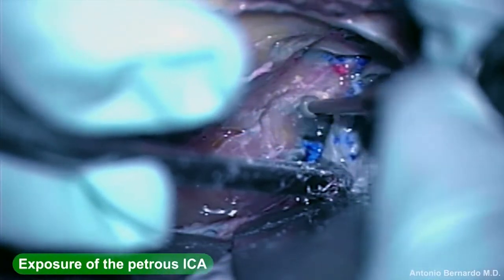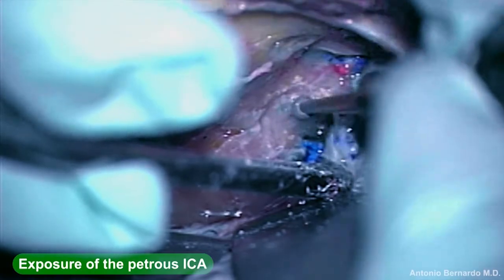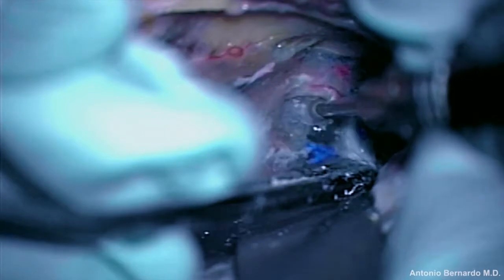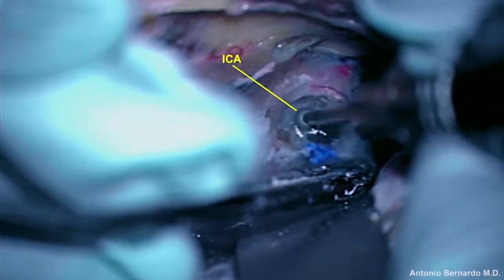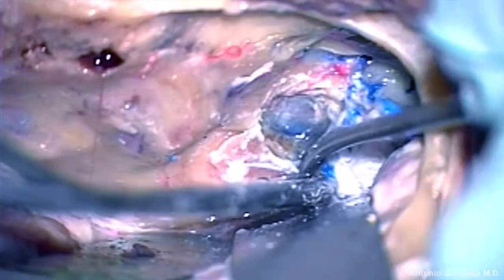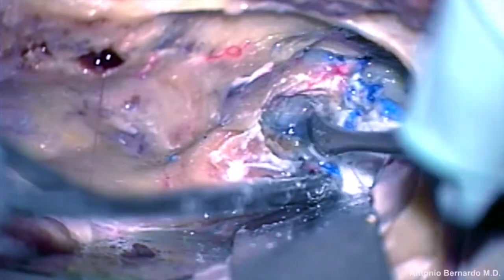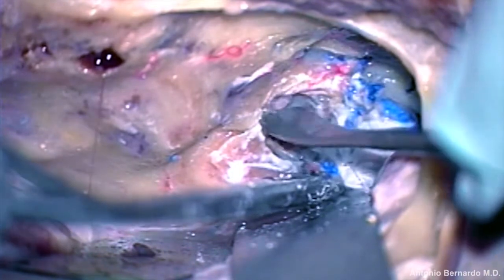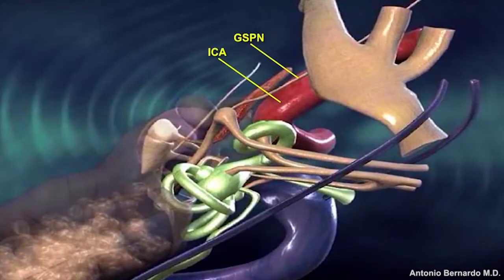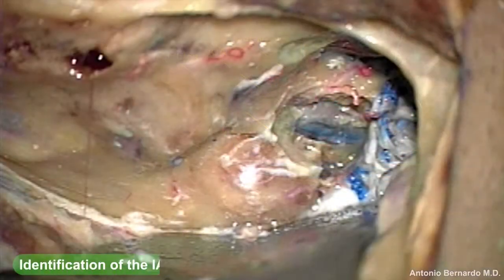The Meckel cave is identified, and using a diamond burr, the intrapetrous carotid artery is completely exposed. It's very important to understand the relationship between the intrapetrous carotid artery and the cochlea. Bone is drilled medially and laterally to the ICA. It's very important to understand where the cochlea is located, and you can see the correspondence between the GSPN, the intrapetrous carotid artery, and the location of the cochlea.